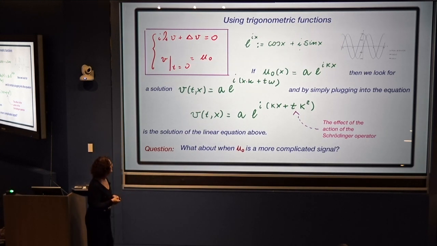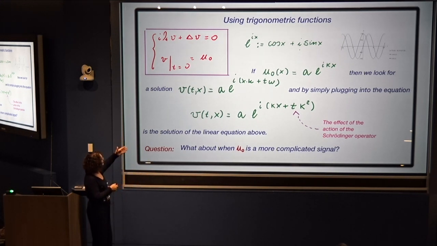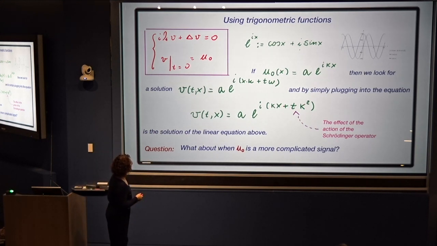Well, like what we tell our students in calculus, to see that this is a solution, just plug in. And that's what we do. We plug it in, and we realize after we take our derivatives that in order for this v to be a solution of my Cauchy problem, the omega has to be k squared. And that's the action of the Schrödinger operator.